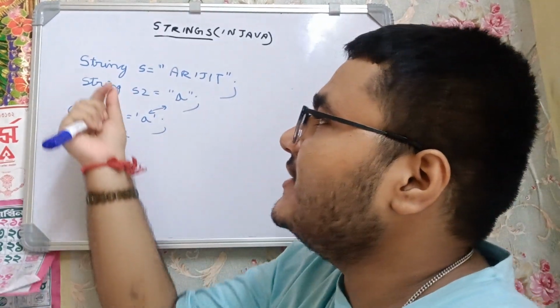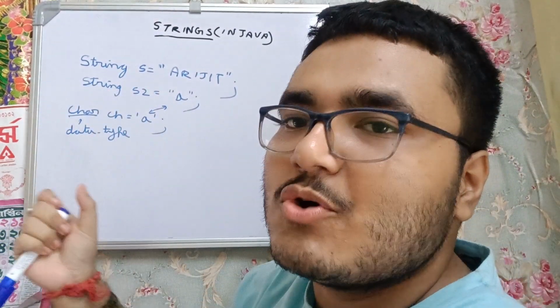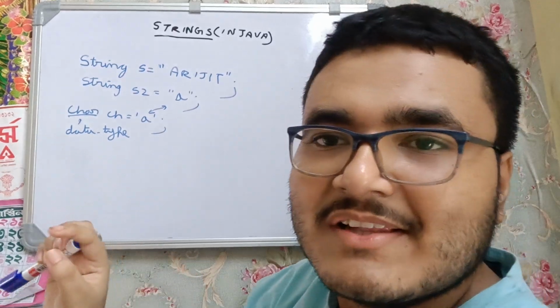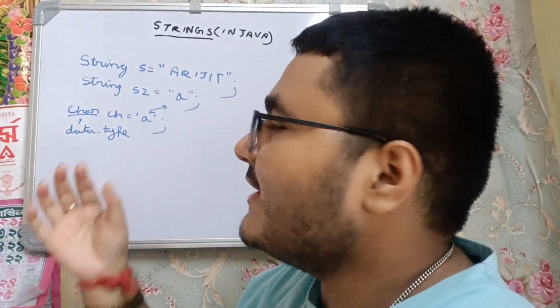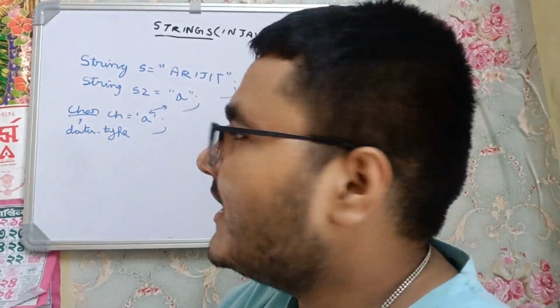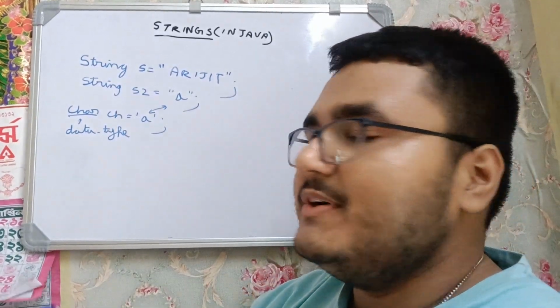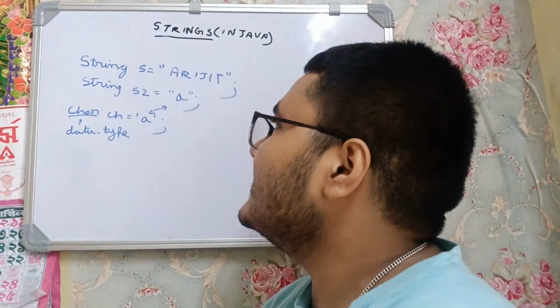So for string we have no such objects. Like for the Integer class we use int, and for Character we have the char data type. Now string has no such thing. String is itself a class.